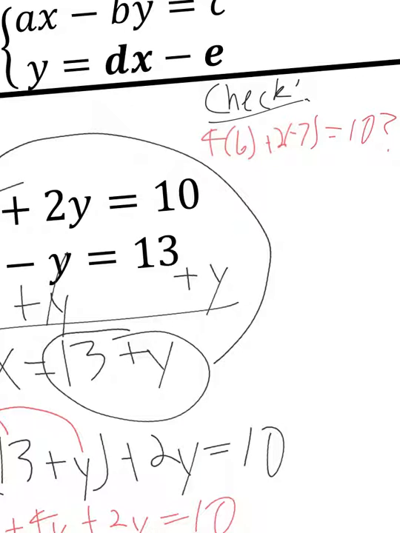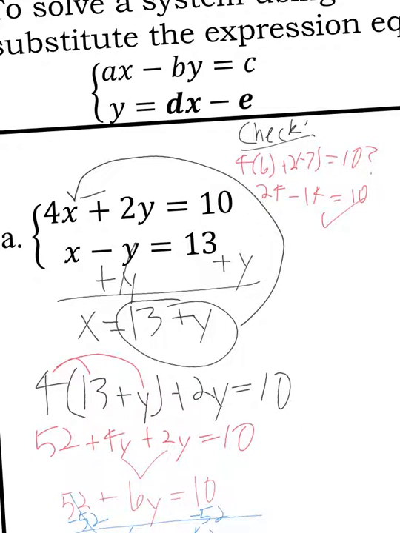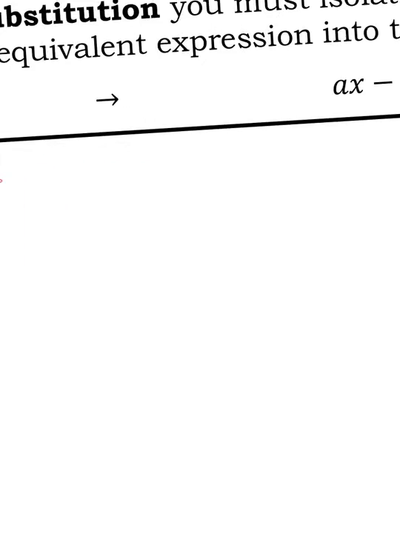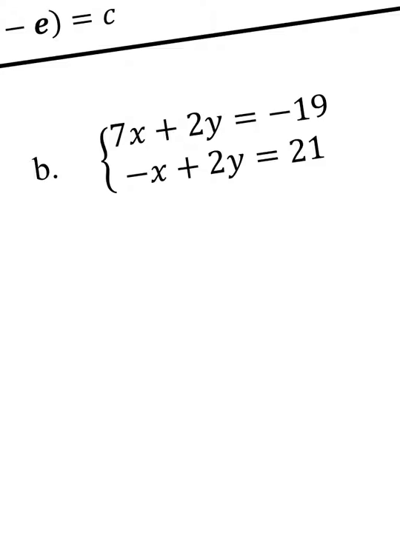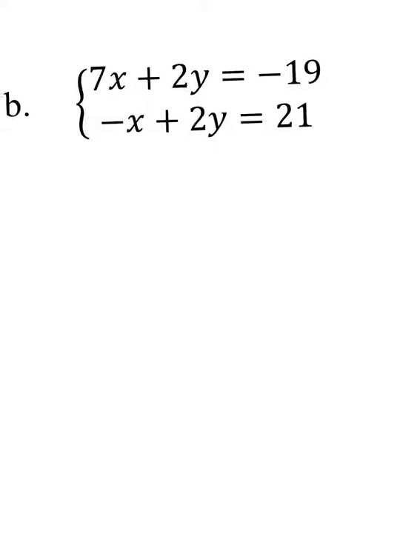So we just evaluate here. 4 times 6 is 24. 2 times negative 7 is negative 14. Is 24 minus 14 equal to 10? Yes, it is. So that's how I know I did it correctly. I could also plug it in the other equation and see if it works for both, but it gets time consuming. So that's all there is to say on that one.